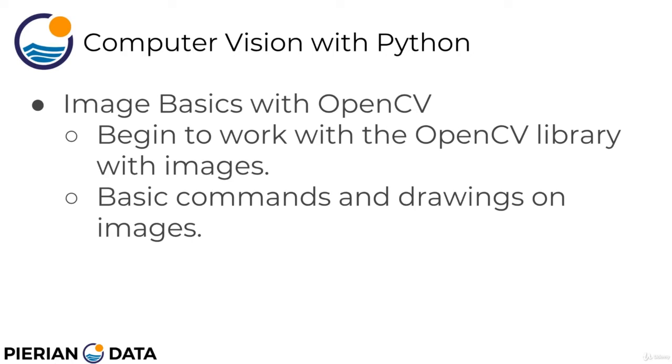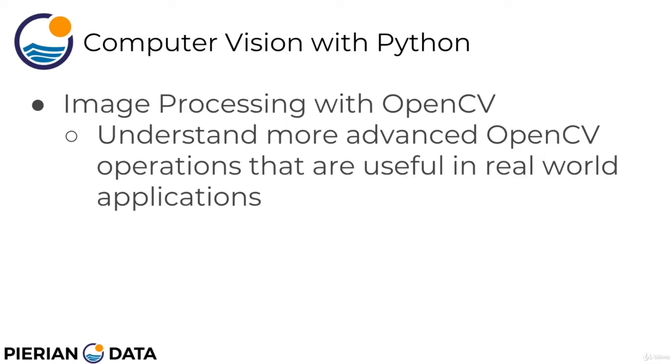After that, we'll have a section on image basics with another library called OpenCV, for Open Computer Vision. And we'll begin to work with OpenCV in order to work with just the very basics of images and how to draw on images, simple commands like that. Once we've learned the basics of NumPy and OpenCV and how to work with images with both of those libraries, we'll start the more complex and advanced functionalities of image processing with OpenCV. So these are where we're going to be learning about advanced OpenCV operations that are actually useful in real-world applications.